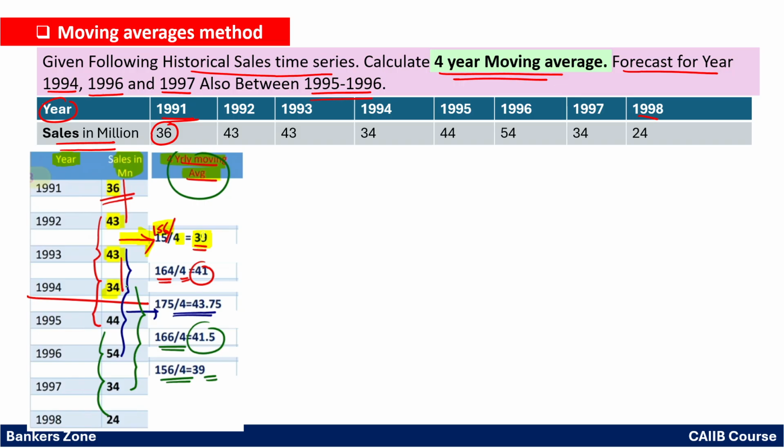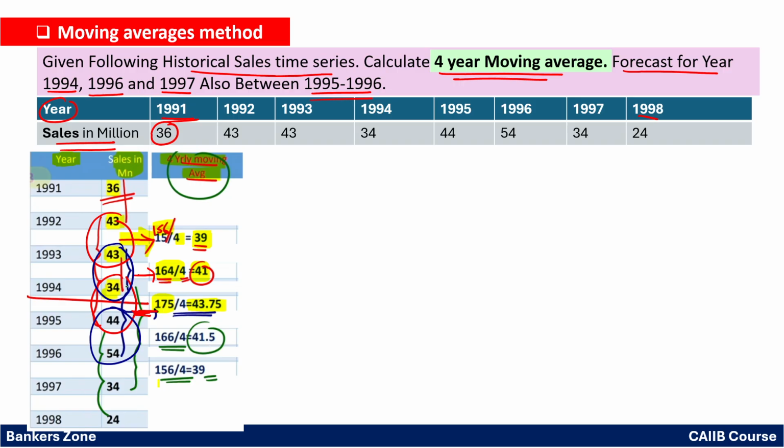In the next, you can write here. Just consider 2 values from the top and 2 values from the bottom. So the total will be 164 divided by 4, you will get 41. Next, at the centered position, take 2 values, that is 43 plus 34, and 2 values from the bottom, that is 44 plus 54. The total will be 175 divided by 4.